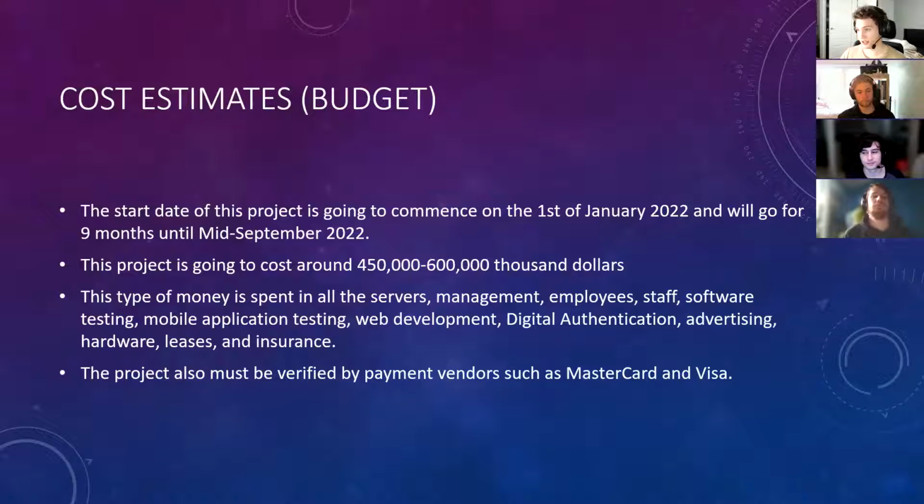The estimated cost and budget for this project: the start time would be on the 1st of January 2020 and go for 9 months until mid September 2022.